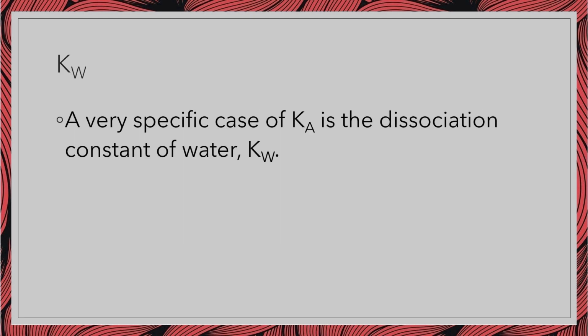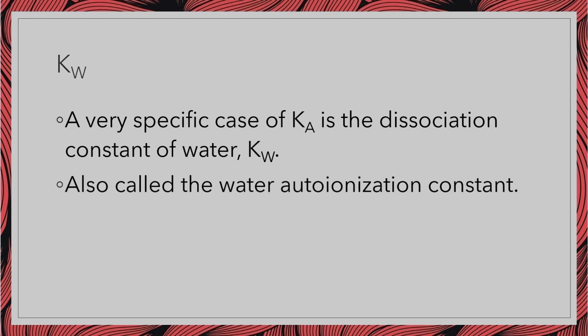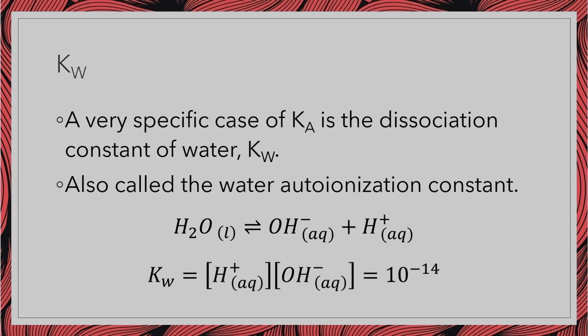Now, Kw, I did talk a little bit about this before. A very specific case of Ka is the dissociation constant of water, also called the water autoionization constant. And so for water, which is in equilibrium with OH- and H+, because it is a very, very, very weak acid, it gives us Kw, which is the concentration of hydrogen ions times the concentration of hydroxide ions, which is 10 to the negative 14.